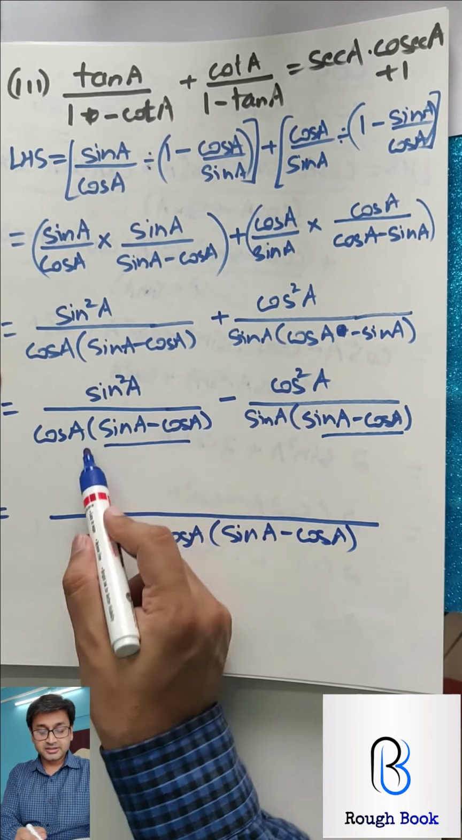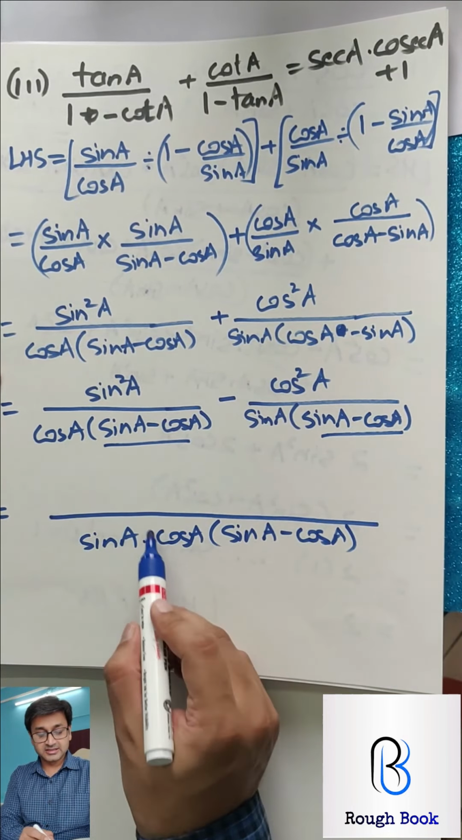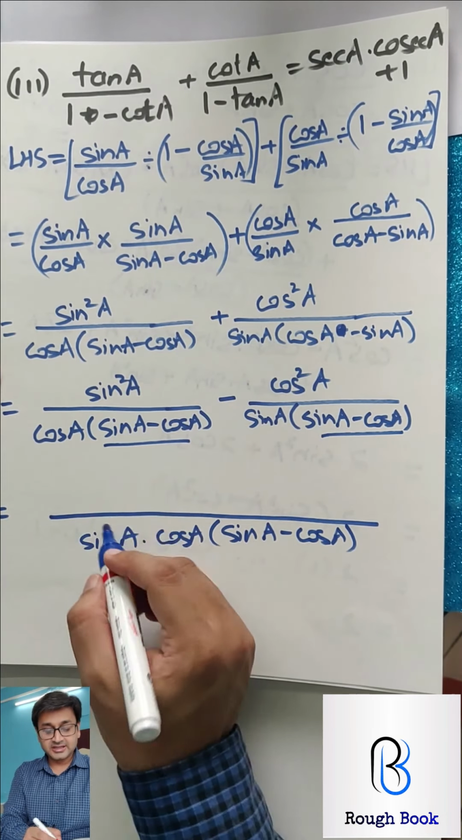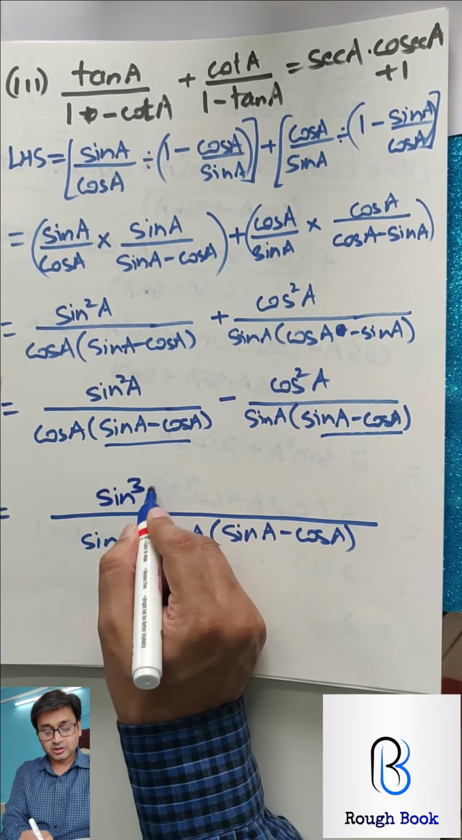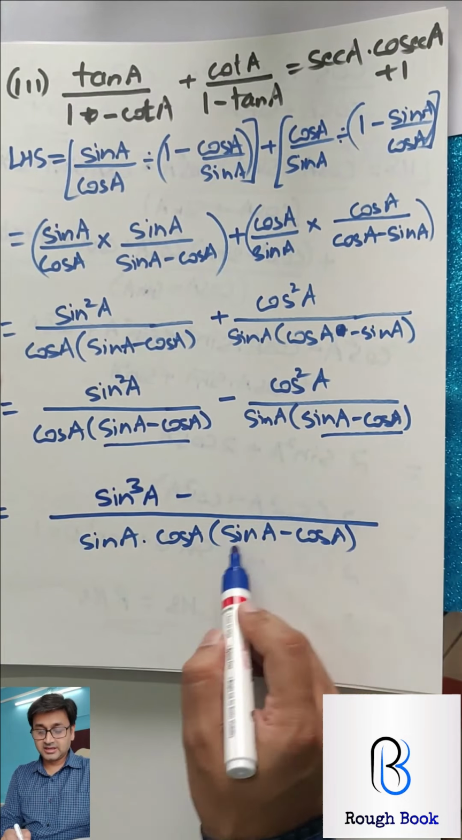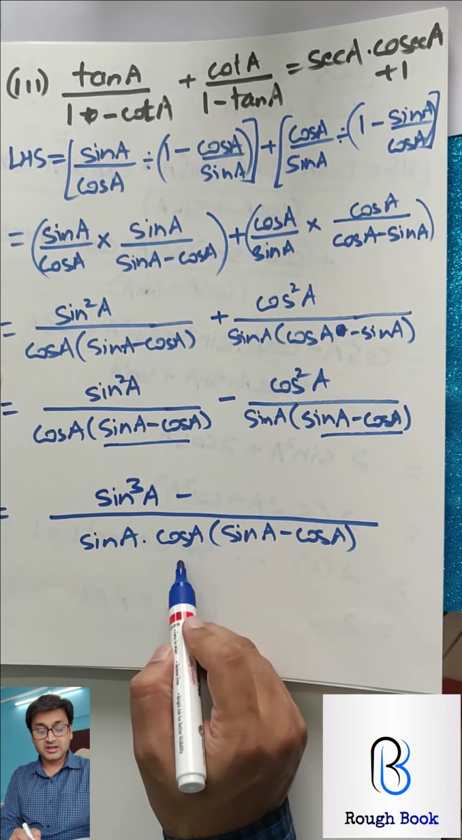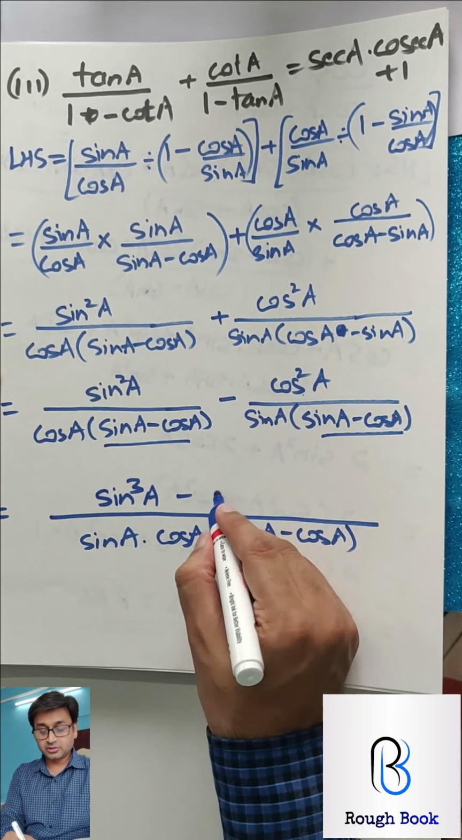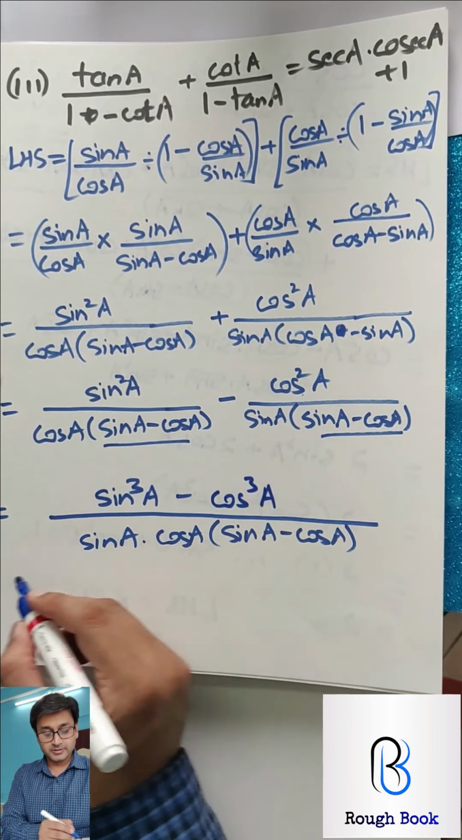For this part, cos A will get cancelled. What is left is sin A. So sin A and sin square will give me sin cube A. Likewise, this will get cancelled, sin A will get cancelled. What is left is cos A. So cos A and cos square will give me cos cube A.